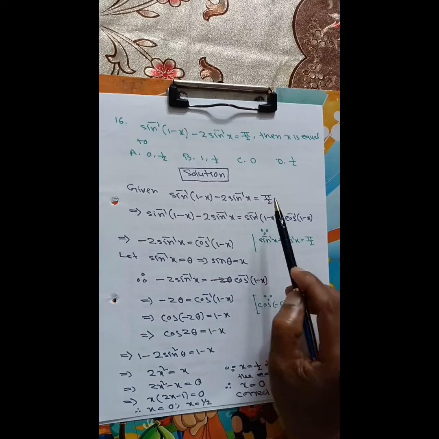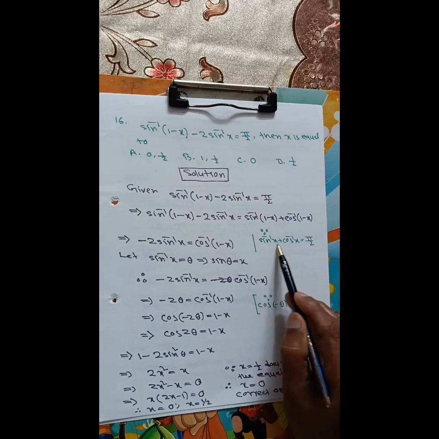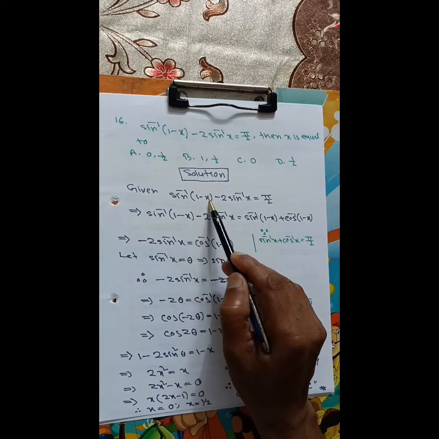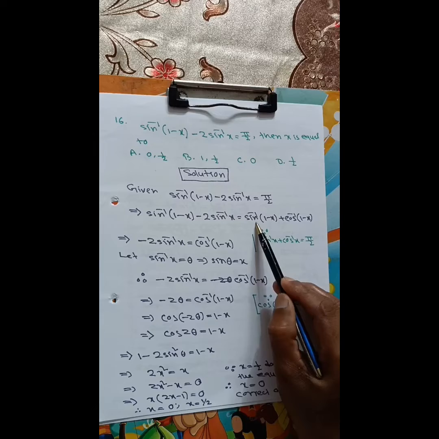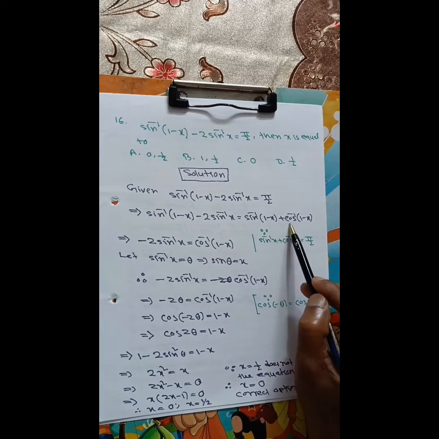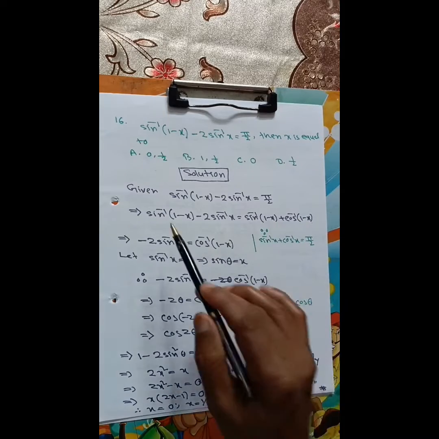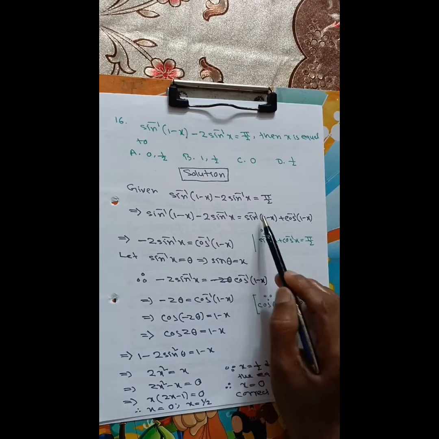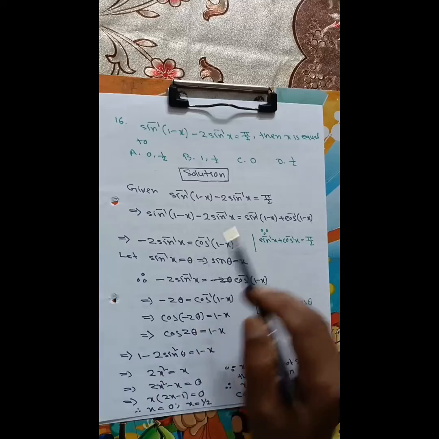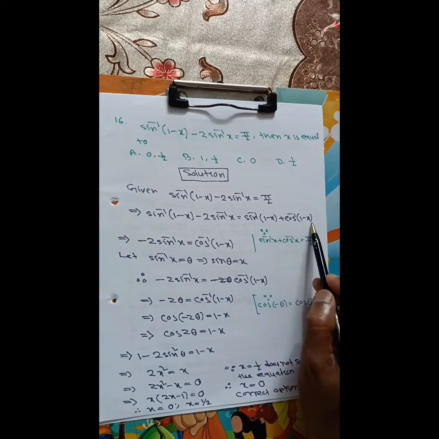equal to pi by 2. Now in place of pi by 2 we can write this formula. Since there is a sine inverse of 1 minus x, we have to write this. Pi by 2 is equal to what? Nothing but sine inverse of 1 minus x plus cos inverse of 1 minus x. Then sine inverse of 1 minus x goes out, and we get minus 2 sine inverse x is equal to cos inverse of 1 minus x.